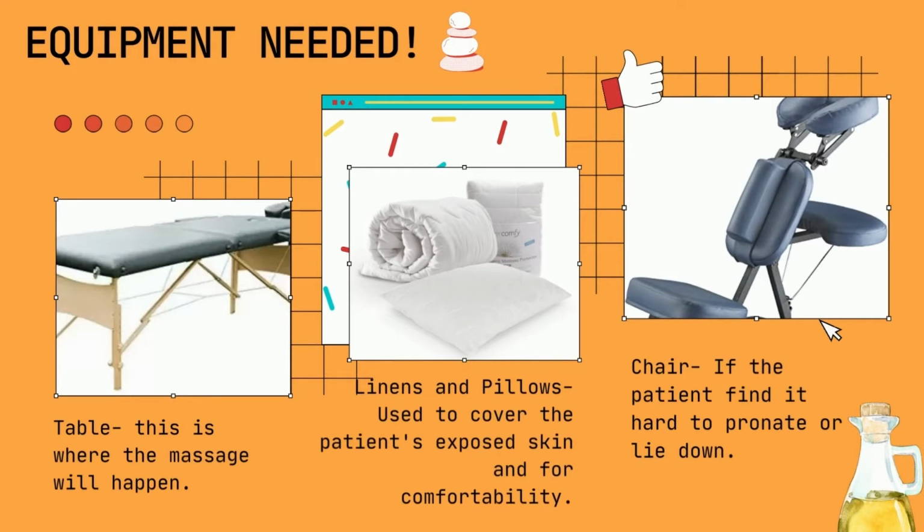These are the equipment that are needed to proceed to a massage. A massaging table will be used, and this is where the massage will happen. Linens and pillows will be used to cover the patient's exposed skin and for comfort. A massaging chair will be used if the patient finds it hard to lie prone or to lie down.